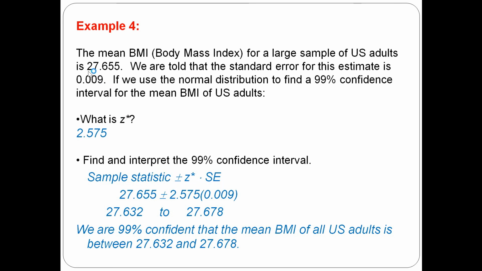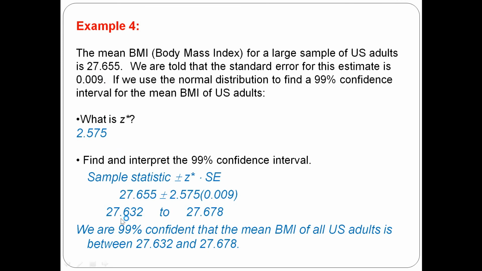Statistic is given to me from this data. This is 27.655 plus or minus the Z star times the SE. The standard error was also given to me. Now, if the standard error was not given to me, I would have to use the bootstrap, and we'll see in example 5 how we will do that.